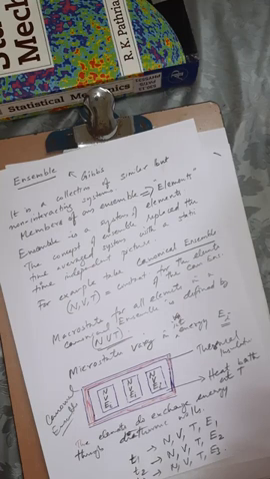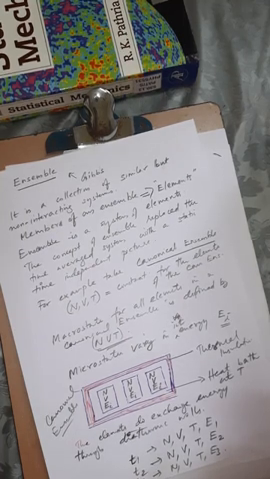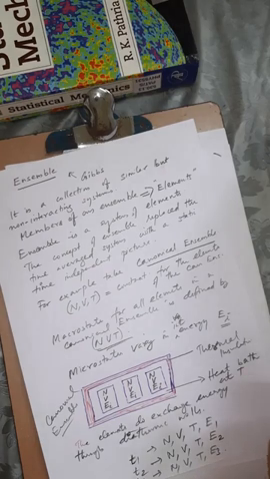Okay. So there are three kinds of ensembles, as you know. They are the microcanonical ensemble, the canonical ensemble, and the grand canonical ensemble, which I will explain in some other video.